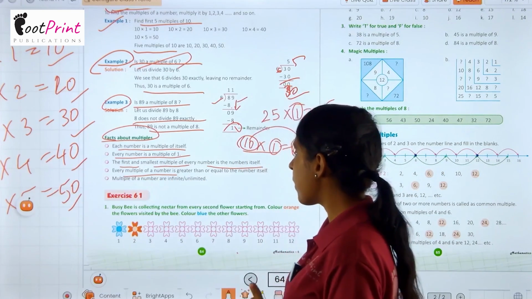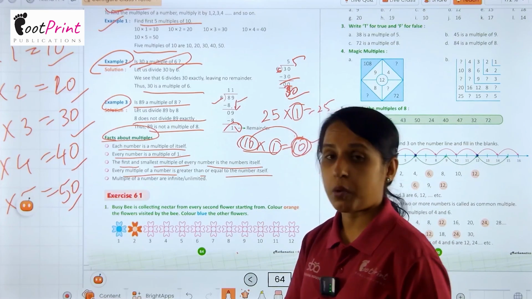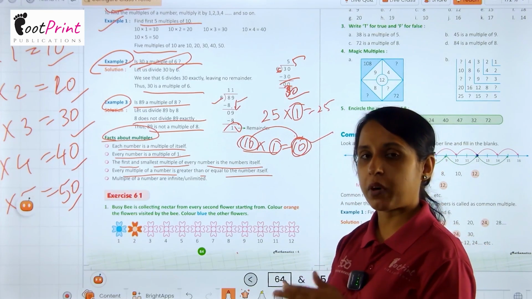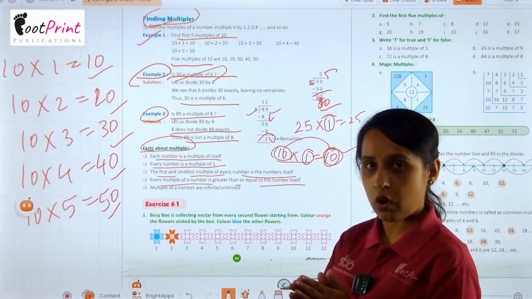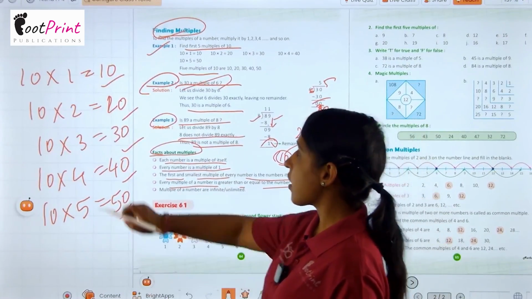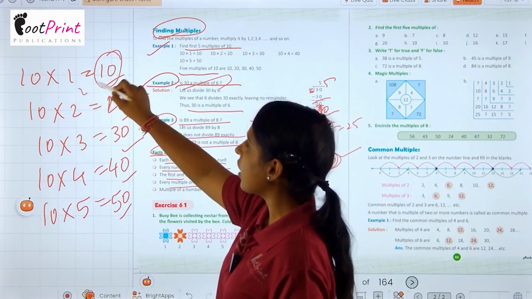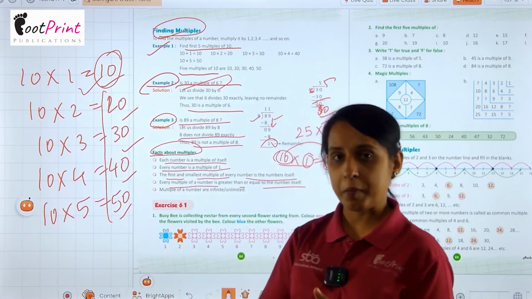Every multiple of a number is greater than or equal to the number itself. तो जब भी हम फाइंड आउट करेंगे मल्टीपल्स को, तो मल्टीपल्स क्या होंगे? उस नंबर के इक्वल हो गए या उस नंबर से ग्रेटर देन होंगे. ठीक है, जैसे 10 का हमने मल्टीपल निकाला तो 10 क्या है? इसके इक्वल 10 के, और बाकी सारे मल्टीपल उससे बड़े हैं.